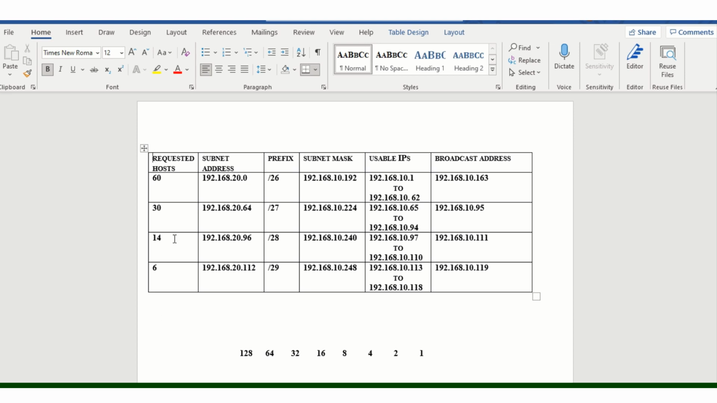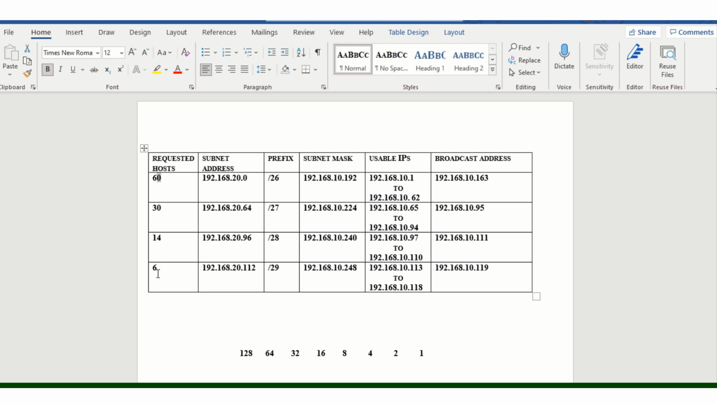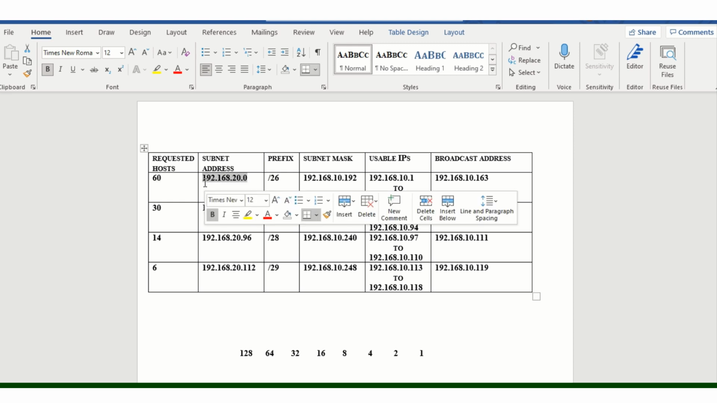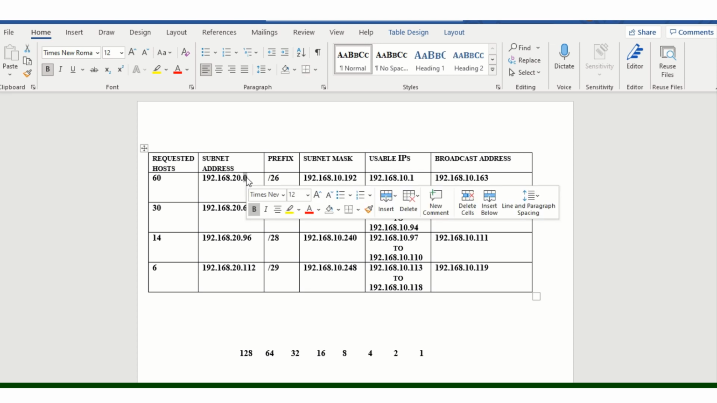We are given a problem with different requirements for different hosts or subnetworks. These are the number of hosts required by subnet 1, subnet 2, subnet 3 and subnet 4. It's the same example that we discussed in the lecture. The network address that we are given is 192.168.20.0.